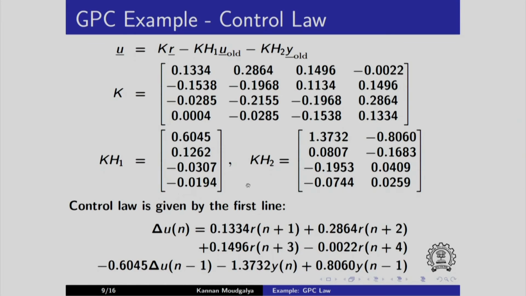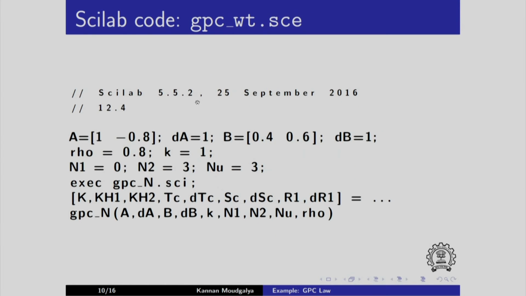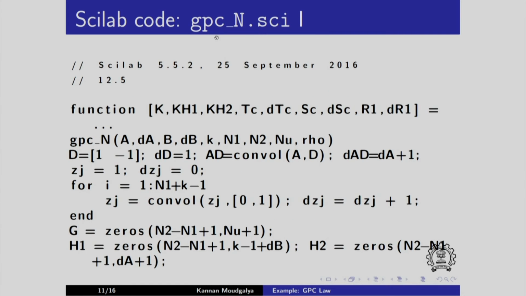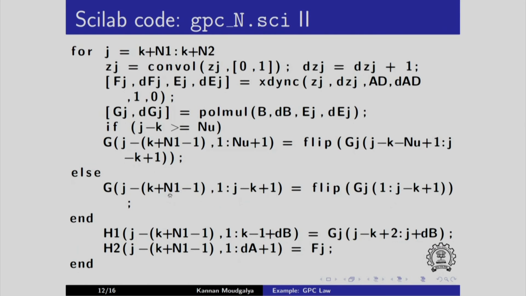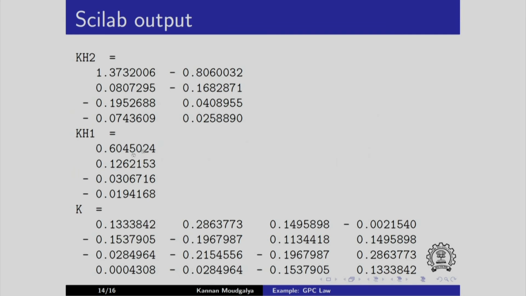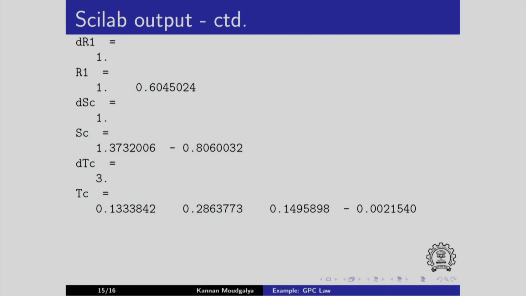Similarly, we get for KH2 into Y volt, these two terms corresponding to these two entries in the first row of KH2. Here is the Scilab code given, GPC underscore weight dot SCE, and that calls GPC underscore n dot SCI. Here is the output from the Scilab code, KH2, KH1 and K. The same Scilab code echoes these values also.